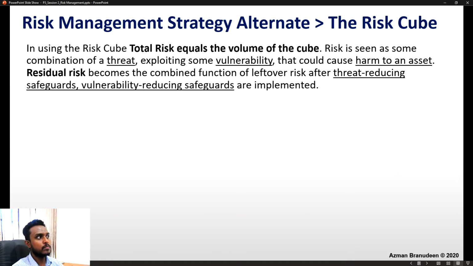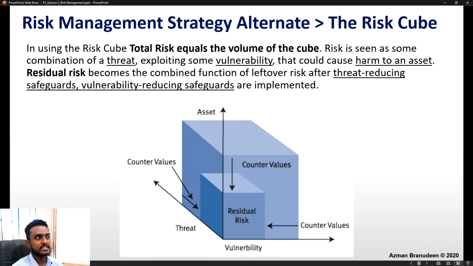Now in the risk cube, the total risk equals the volume of the entire cube. So as you can see here, this entire cube represents the total risk. Risk is seen as some combination of a threat here, exploiting some vulnerability here, and that could cause harm to an asset here. That combination is what you see as the total risk.